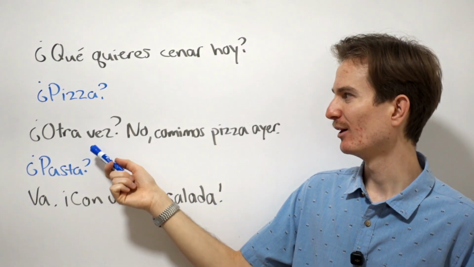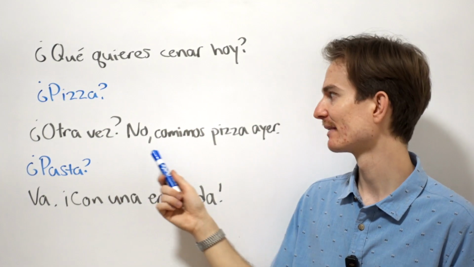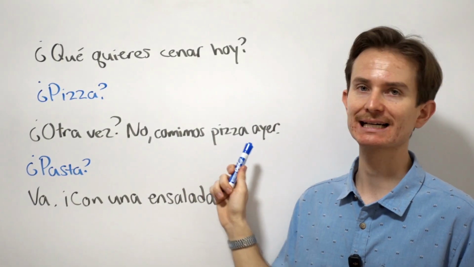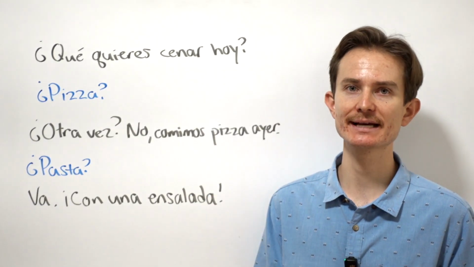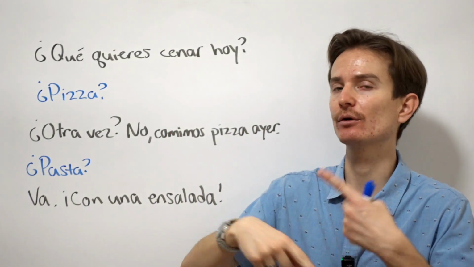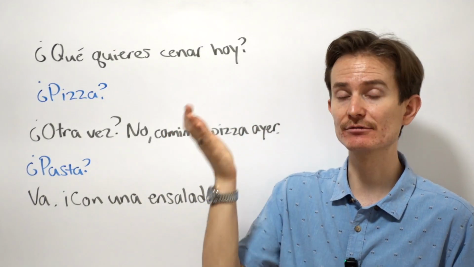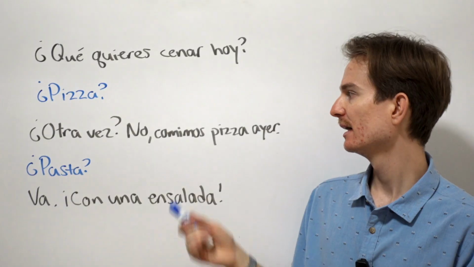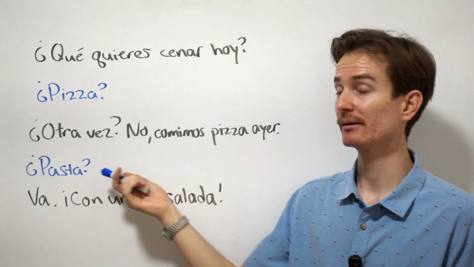Pizza? Otra vez, again? No. Comimos pizza ayer. We ate pizza yesterday. Remember, this is preterite, so it's we ate, right? It's not we were eating or used to eat, we ate. That's the difference between preterite and imperfect, okay? No, comimos pizza ayer. Pasta?